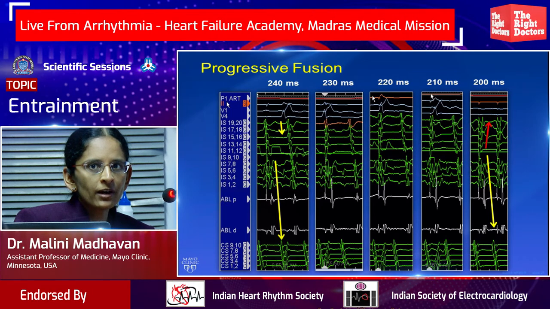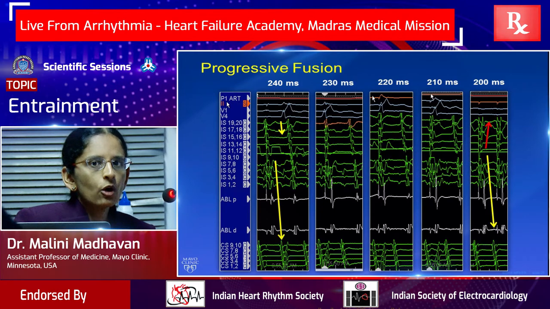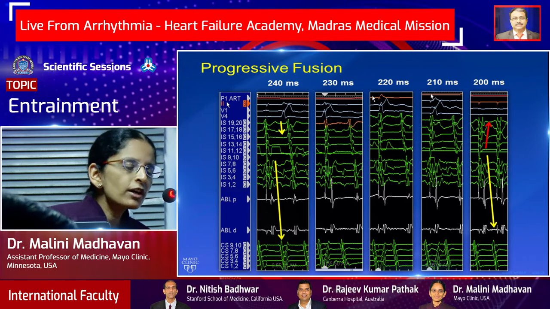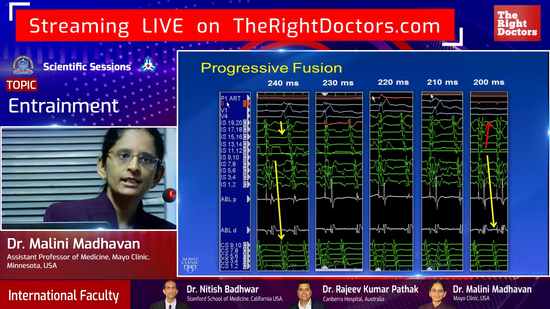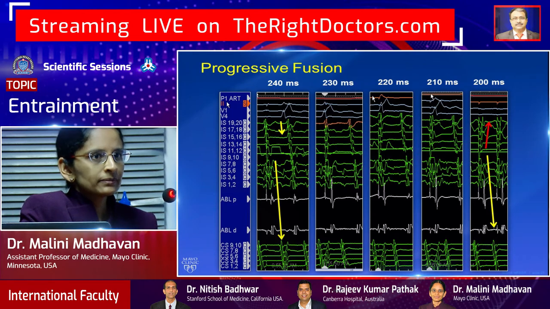So that's the part of really understanding what entrainment is, how to use it to make sure that you're dealing with a re-entrant circuit or not. Now, what if this was an automaticity? Would you see stable fusion during automaticity? What do you guys think? Anyone?